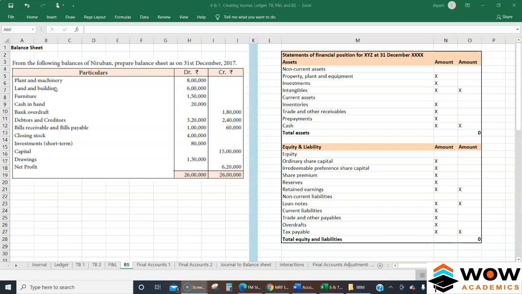We have plant and machinery and land and buildings. Plant and machinery and land and buildings will usually be added together. So we'll take these numbers as 14 lakhs. The next one is furniture. Or better, we'll create a working note for this.